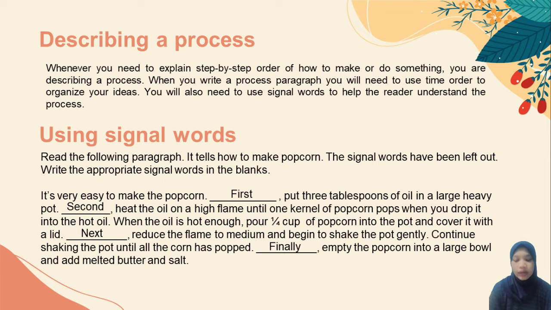Second, heat the oil on a high flame until 1 kernel of popcorn pops when you drop it into the hot oil. When the oil is hot enough, pour a cup of popcorn into the pot and cover it with a lid. Next, reduce the flame to medium and begin to shake the pot gently. Continue shaking the pot until all the corn has popped. Finally, empty the popcorn into a large bowl and add melted butter and salt.